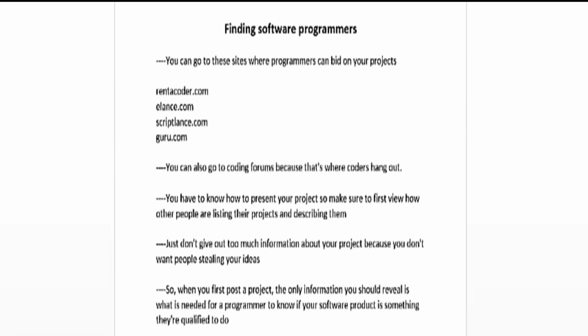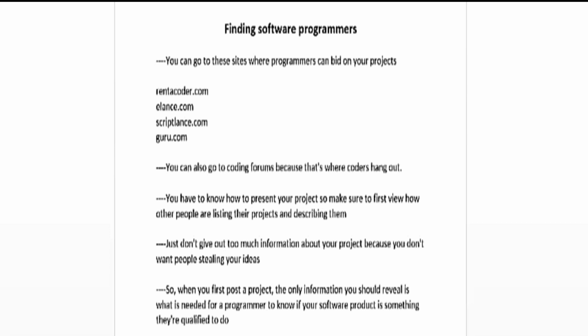Okay, so I've listed a few sites, the most popular sites where you can find programmers. There's rentacoder.com, elance.com, scriptlance.com, and guru.com. And you can also go to coding forums or other types of forums where programmers hang out to find people that are passionate about creating software products.